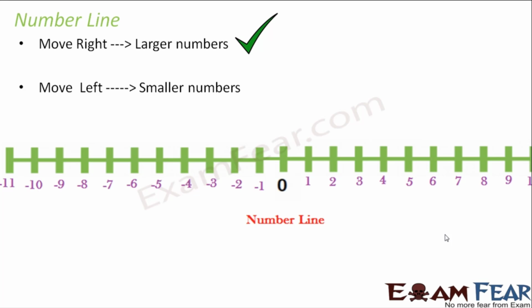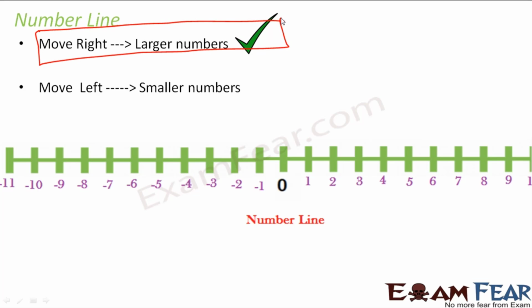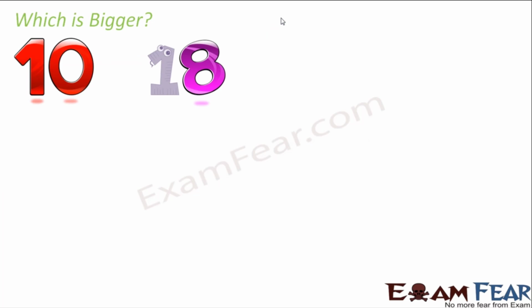Now that's quite obvious, right? Just with this simple logic, you should be able to compare all types of integers. If you just remember that moving right means moving towards larger numbers, this will help you to distinguish between any two numbers, which is greater, which is smaller. You'll be able to do all of that. So let us now look at the same examples with this idea in mind.